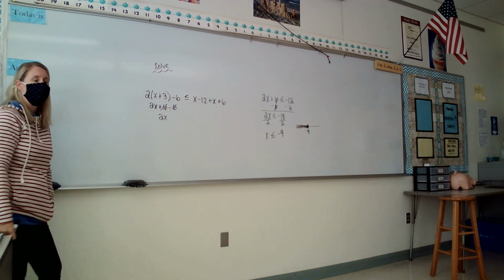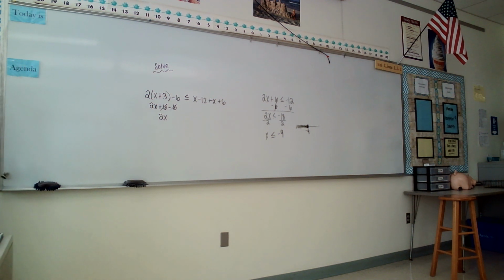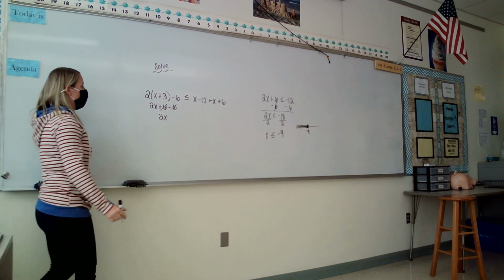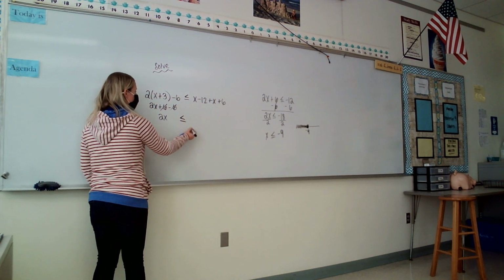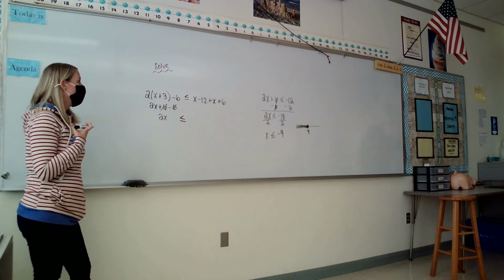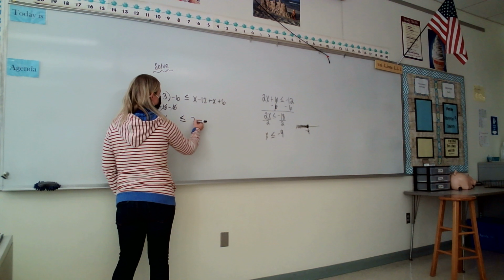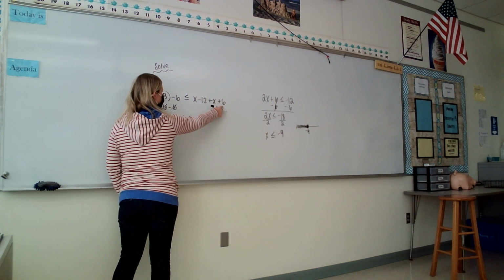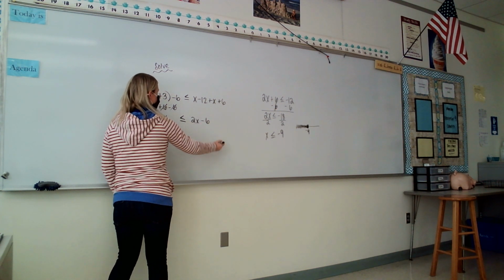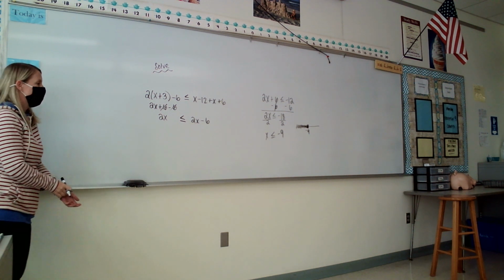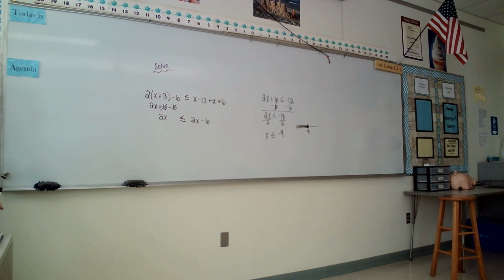So you can write 2x. If you want to write 2x plus 0, go for it. It's just how you prefer to write things. I keep my inequality there in the middle. And then I can simplify the other side. When I simplify over here, I get 2x. Negative 12 plus 6 is minus 6. So I'm just going through what I know how to do.